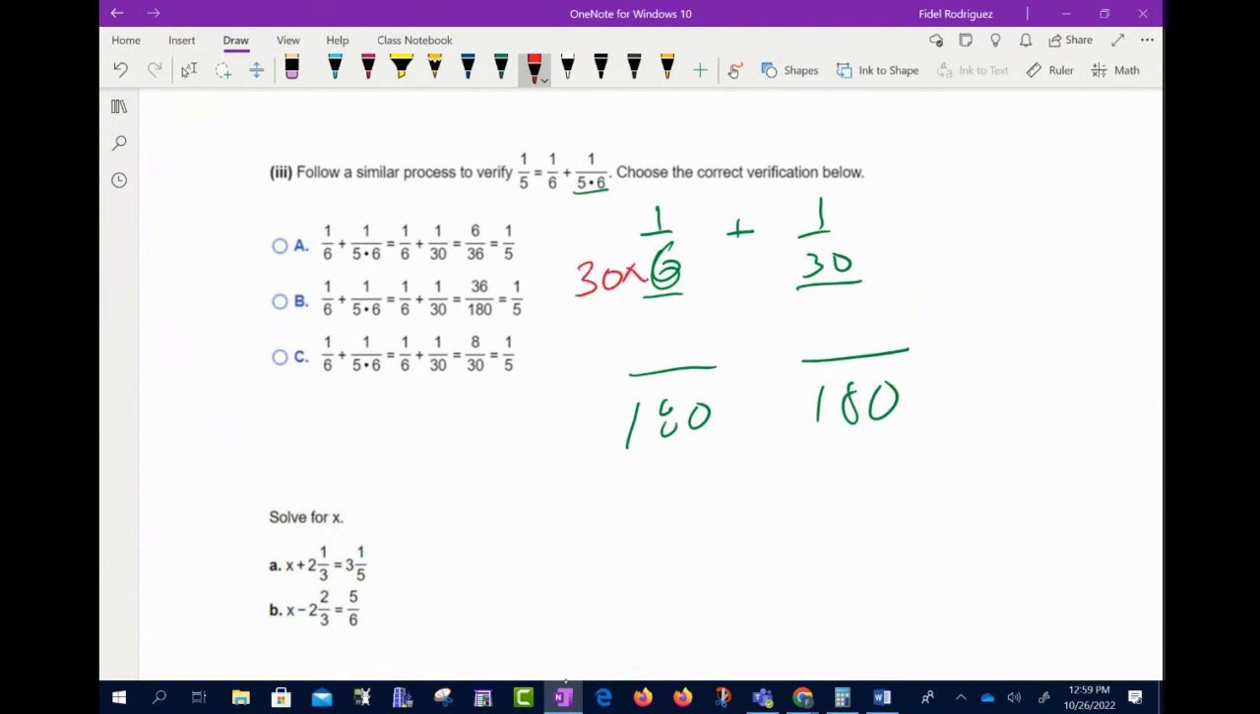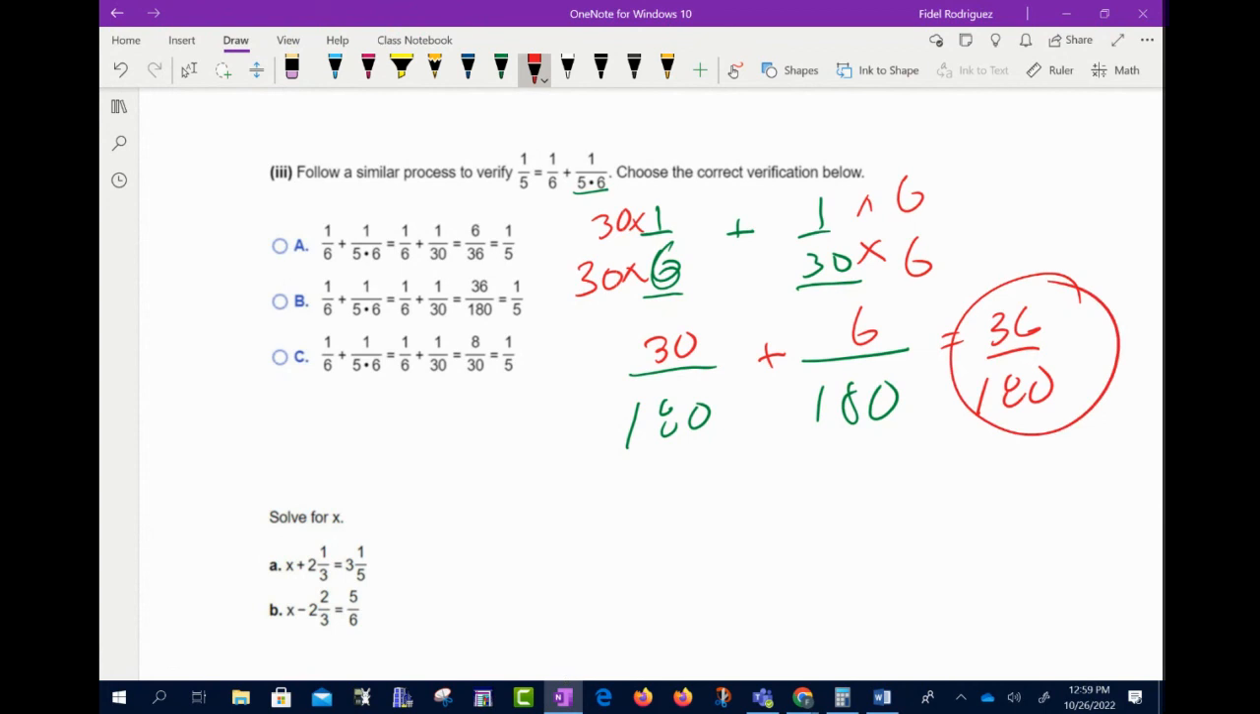We multiplied this guy by 30, so we're going to do that one by 30. There's a 30 up there. We multiplied this one by 6, so we're going to multiply that one by 6. That's a 6 up there. When I add them together, that's a 36 over 180. I'm going to look at this, and I'm going to look at my choices that I have, and it looks like choice B gives me that 36 over 180. So there's my answer. Okay.